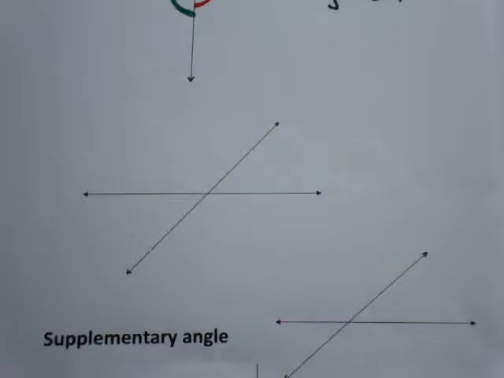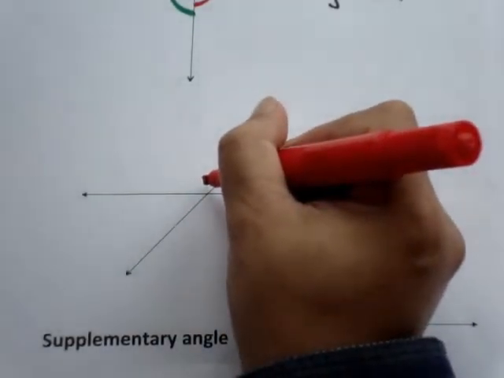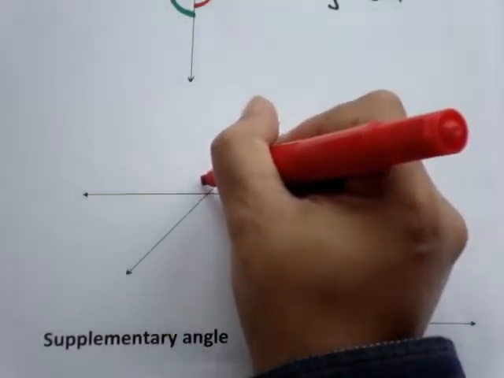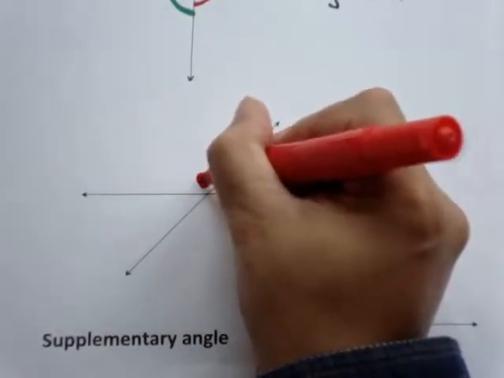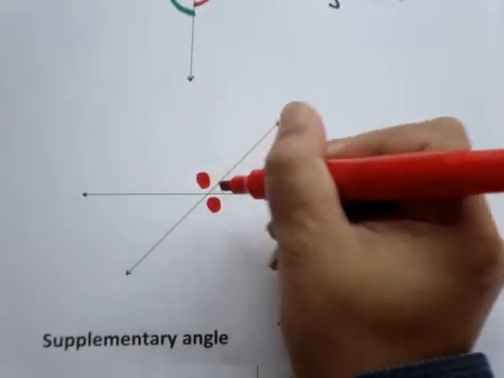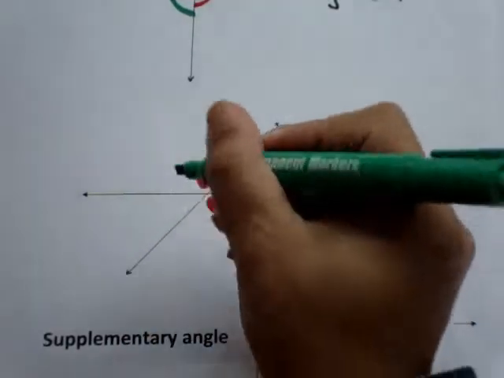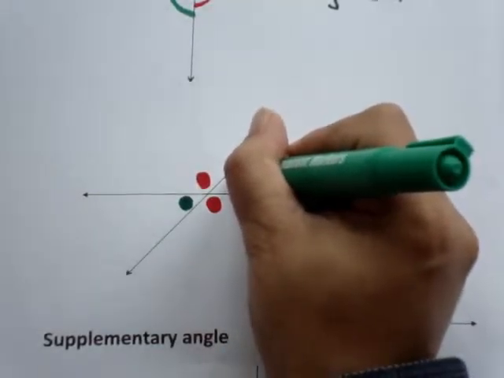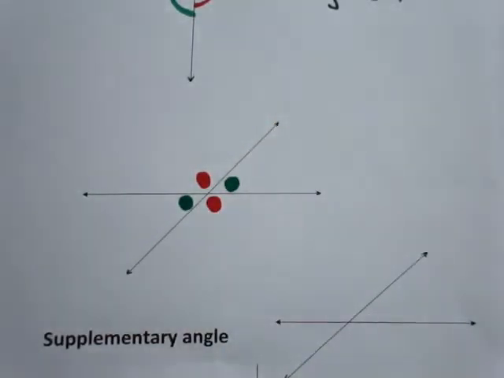If we want to draw these angles in this video we're going to use dots, red dots, to represent vertical angles. So in this case, these two red dots are vertical angles and these two green dots are vertical angles. So the red dots are the same, so those angles are congruent, they're the same. And where the green dots are, those angles are vertical angles and they're congruent.